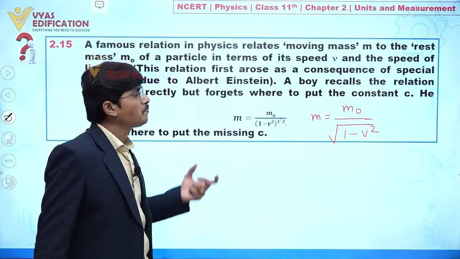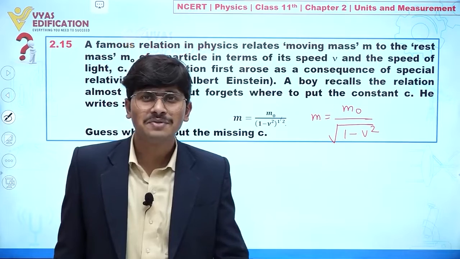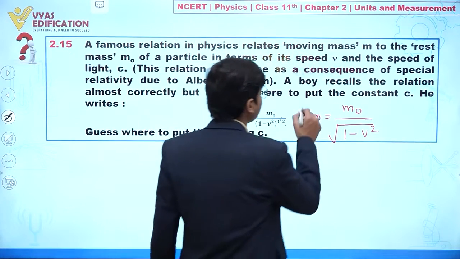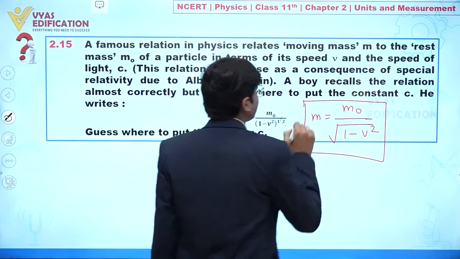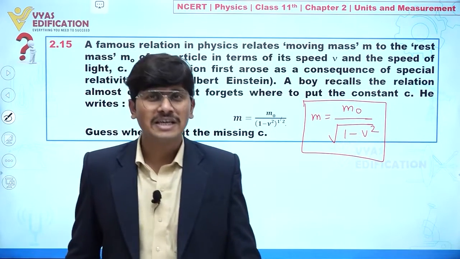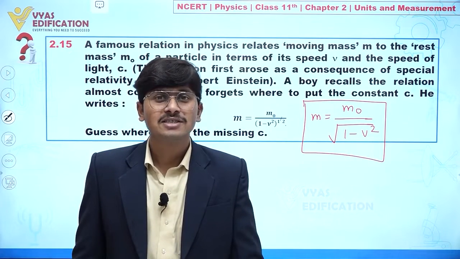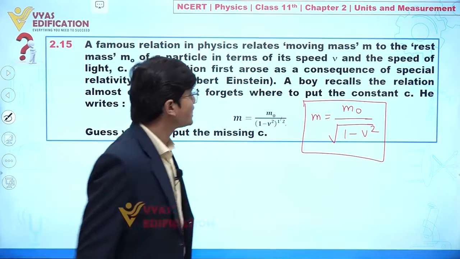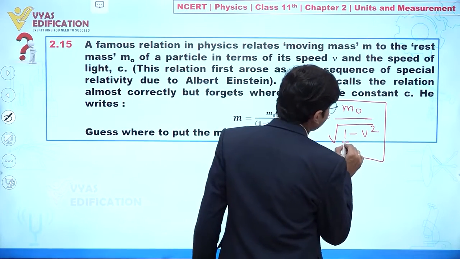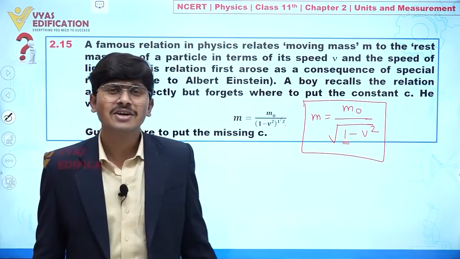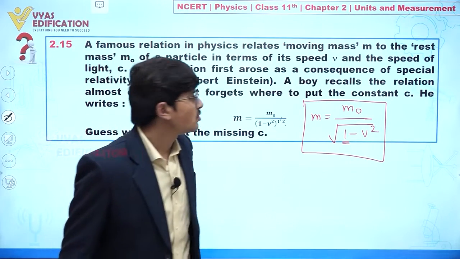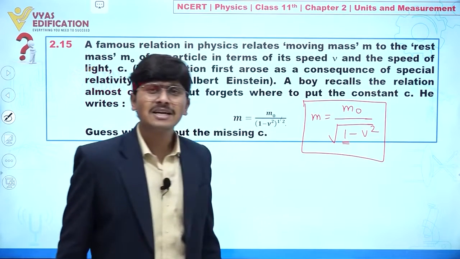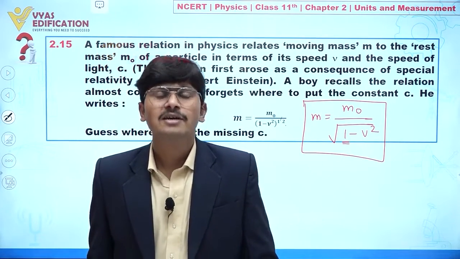Now we have to find where to put that value of c. In dimensional analysis, only quantities of the same nature can be added or subtracted. Here one is a constant, so it is dimensionless. So whenever we subtract any quantity from 1, that quantity should also be dimensionless.